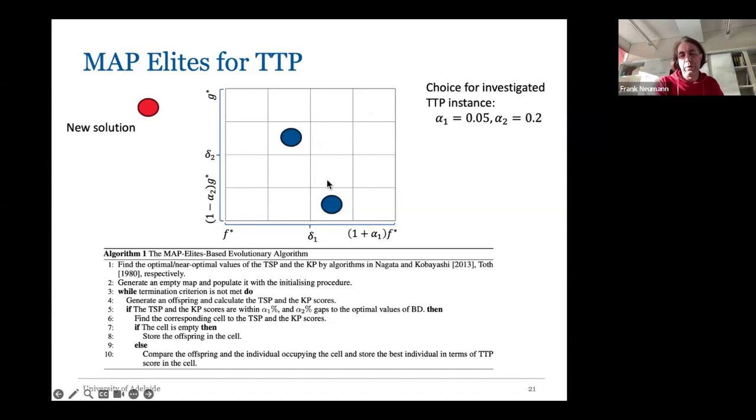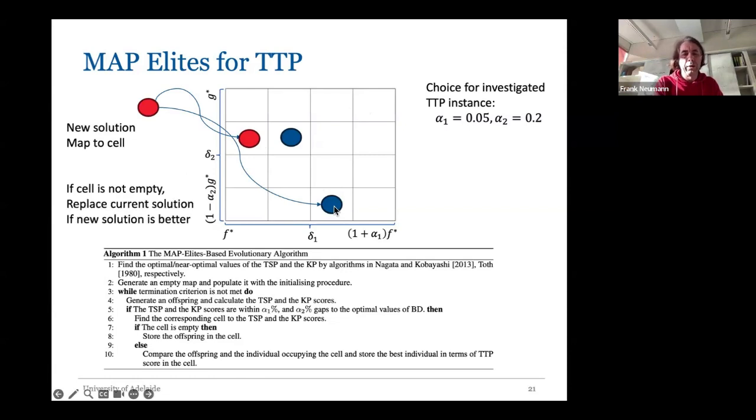So if you get a new solution and it's going into a cell that has not been occupied before, you would just place it there. If a solution using your evolutionary algorithm would go into a cell that is not empty, you would replace the current solution if the new solution is better. And this is essentially what this algorithm is doing. It's just creating a loop that is creating solutions over and over again, trying to fill out that map. And we can look into some results.